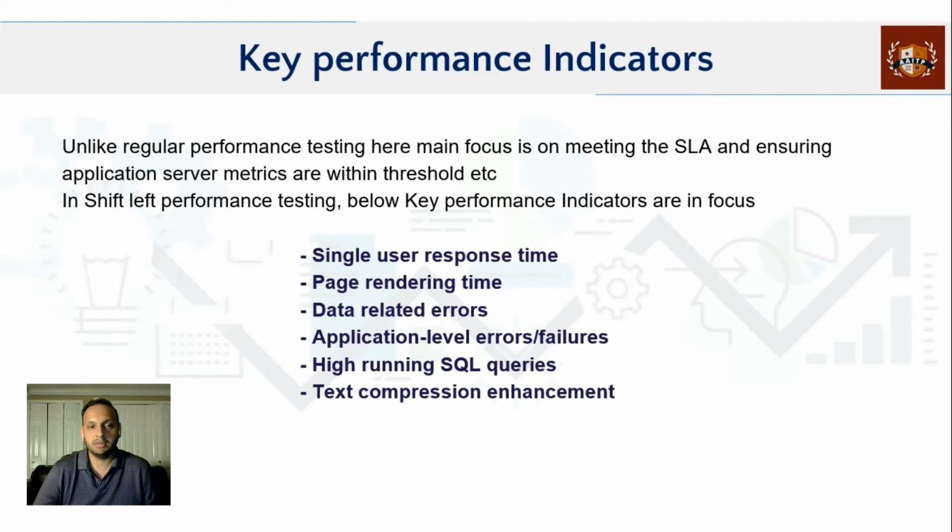So a few of the things you can readily target is single user response time, how much time it takes to render, and data related errors if you face, and also any application level errors and failures. If you get any 500 errors or internal server errors, you can also identify any high running SQL queries which need to be tuned. And if there is any possibility of text compression enhancement, that's one good area where you can improvise on the overall response time. So keep in mind the key performance indicators change slightly because we're not dealing with the entire volume or the load test at this point.